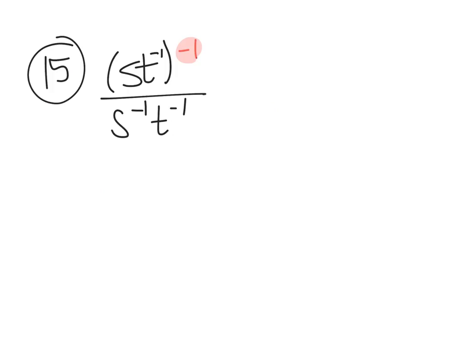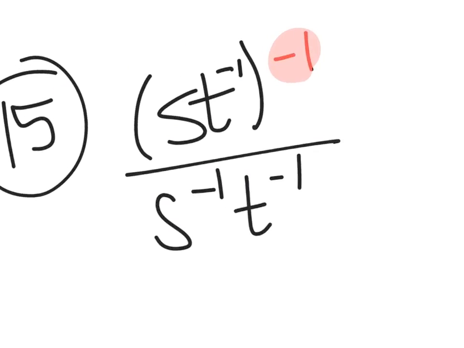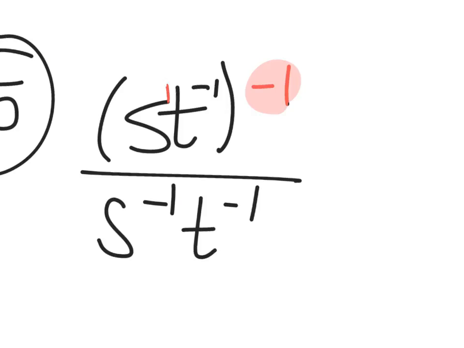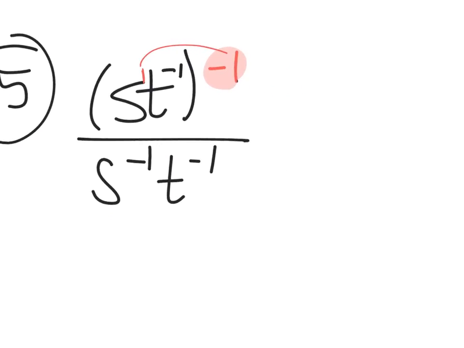We can distribute that exponent to all the exponents inside. The important thing here, and what people tend to miss, is they forget that s has an exponent of 1. So you've got to make sure that you put that exponent in there so that you don't forget to distribute. You could if you wanted to. That's fine too. There's a lot of different ways you could approach this problem. We're going to end up with the same answer either way.